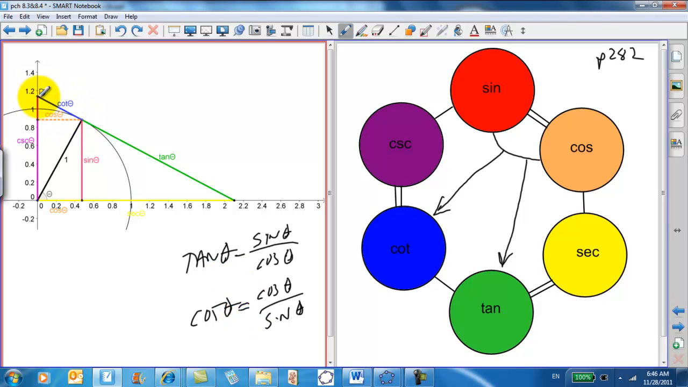And you can see that with this triangle here. If we look at the one here, because this is sine, this is cosine. And you can say short leg is to long leg, cosine theta is to sine theta. As, now look at this right triangle, cotangent theta is to 1.